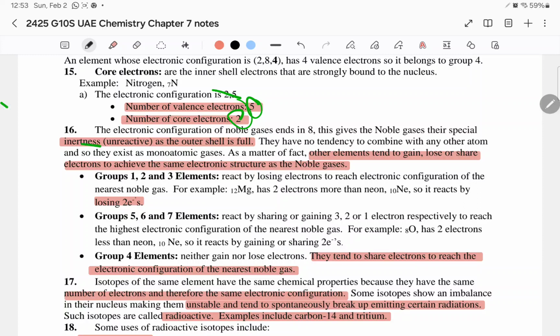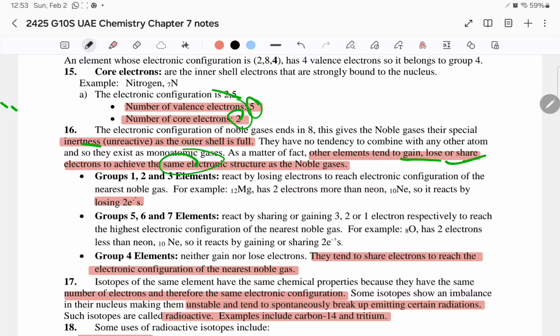They're always inert. You say they're inert because they're unreactive and their outer shell is full. They don't need anything more. So they exist as monoatomic gases. They do not combine, they do not mix, they do not share, they do not give or take from other elements. Other elements will tend to gain, lose, or share to achieve the same electronic configuration as the noble gases.